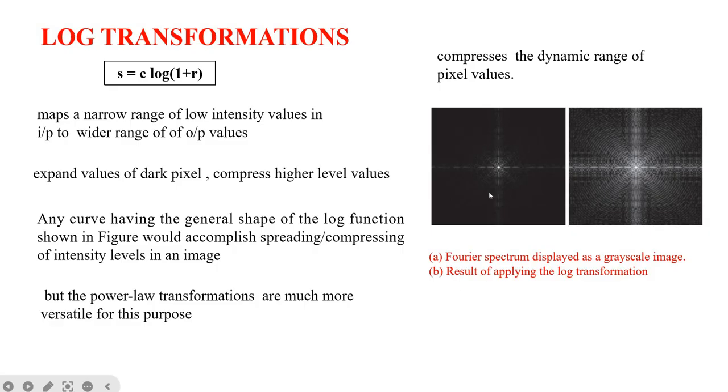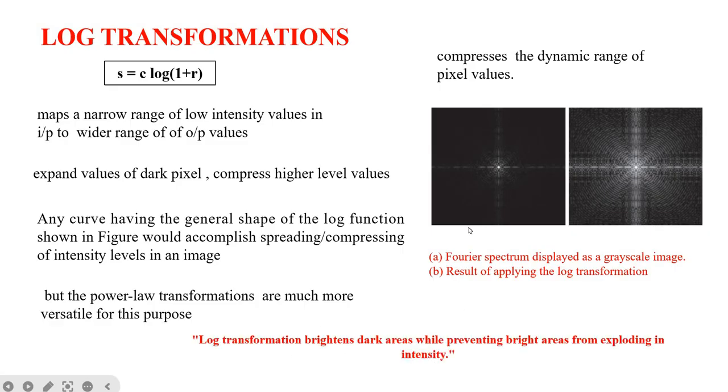Okay, and here we are finding the log transformation of this. In the result of applying the log transformation, you can see you are getting bright colors. Wherever you had dark areas, these are replaced by bright colors. So the log transformation will brighten the dark areas while preventing the bright areas from exploding in intensity.